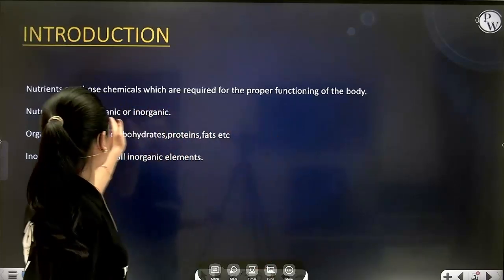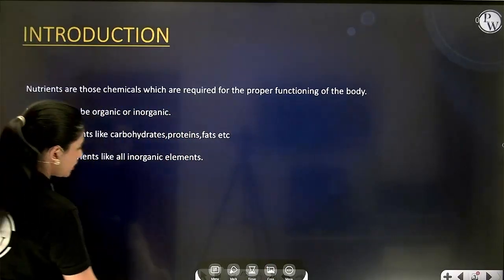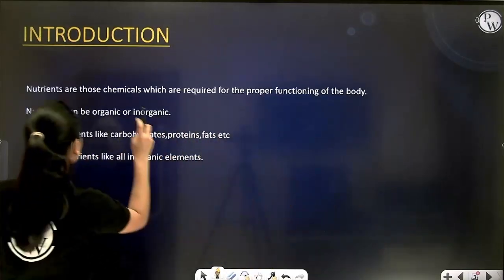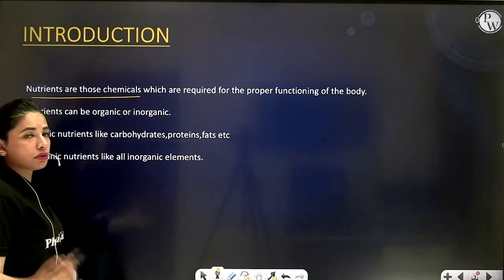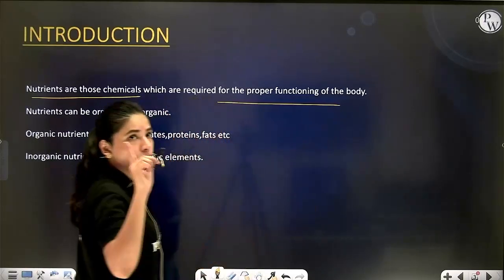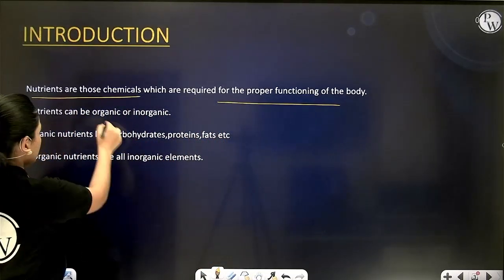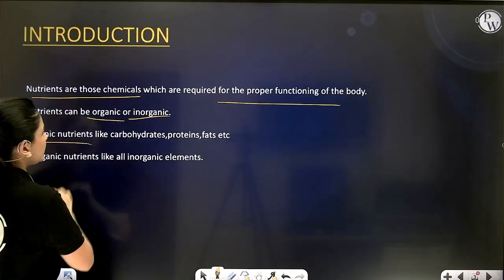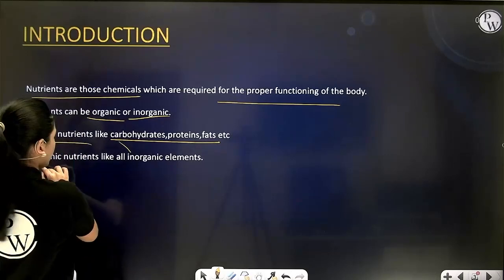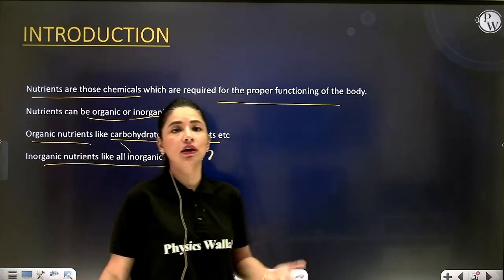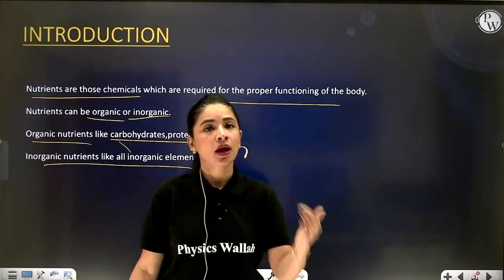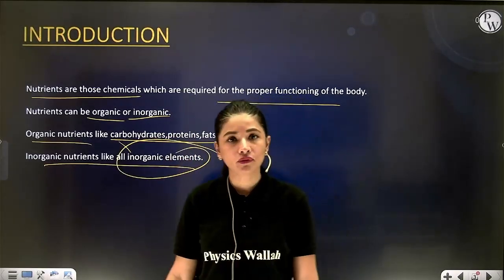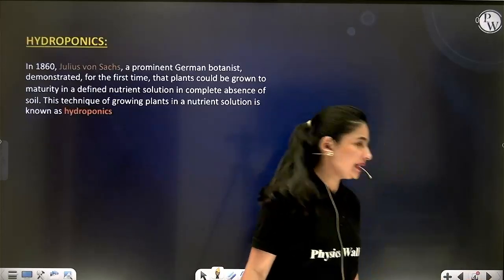Clear? So see this. What are nutrients? Nutrients are those chemicals which are required for the proper functioning of the body. Number one point. Second, they can be either organic or inorganic. Organic nutrients like so and so, and inorganic nutrients like all the mineral elements. Our chapter, as I told you, is based upon these set of inorganic elements.